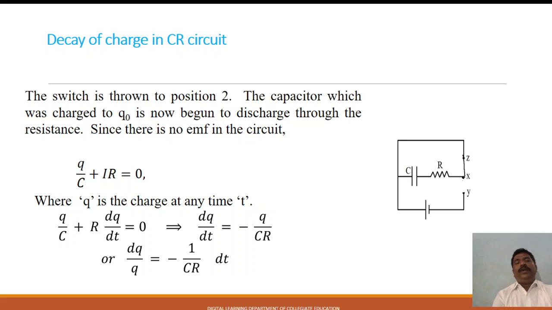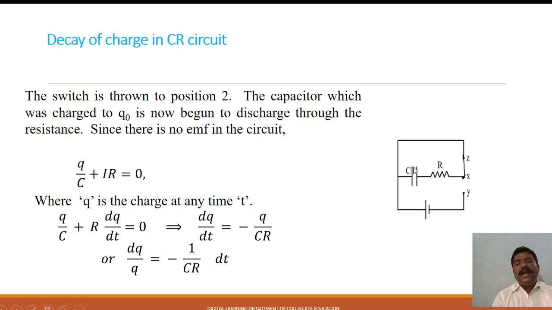Similarly, let us talk about the decay. In any electronic system, if the capacitor is going to charge, at a certain time it should also be discharged. So initially, when the capacitor is fully charged, the switch is now set to make contact with X and Z.